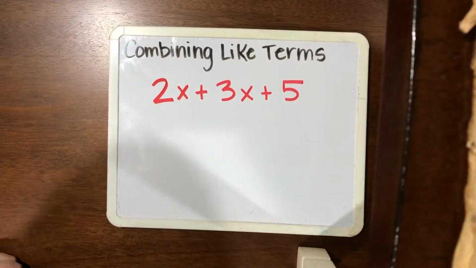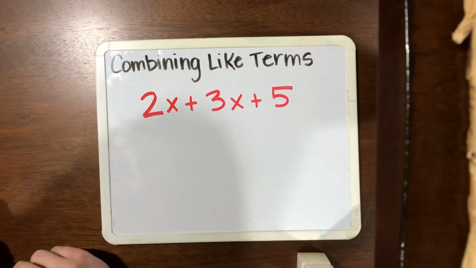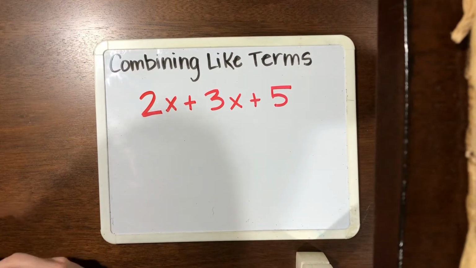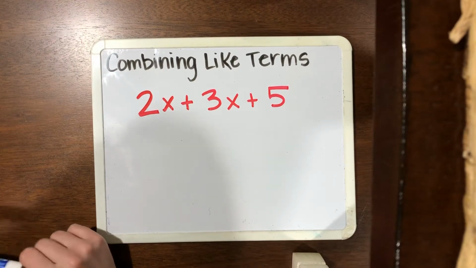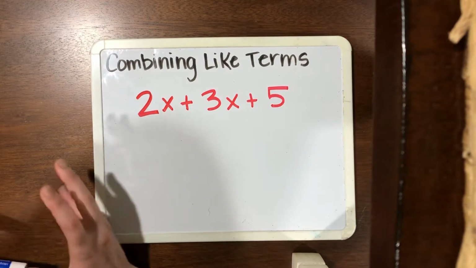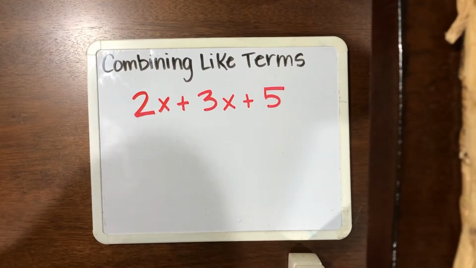Okay, so in our last video we talked about the 3 vocab terms that are very important when we're talking about combining like terms. And those are, if we just recap, constant, coefficient, and term. So now we're just going to take that concept of identifying the parts of our expression to the next level. Now we're going to combine like terms.